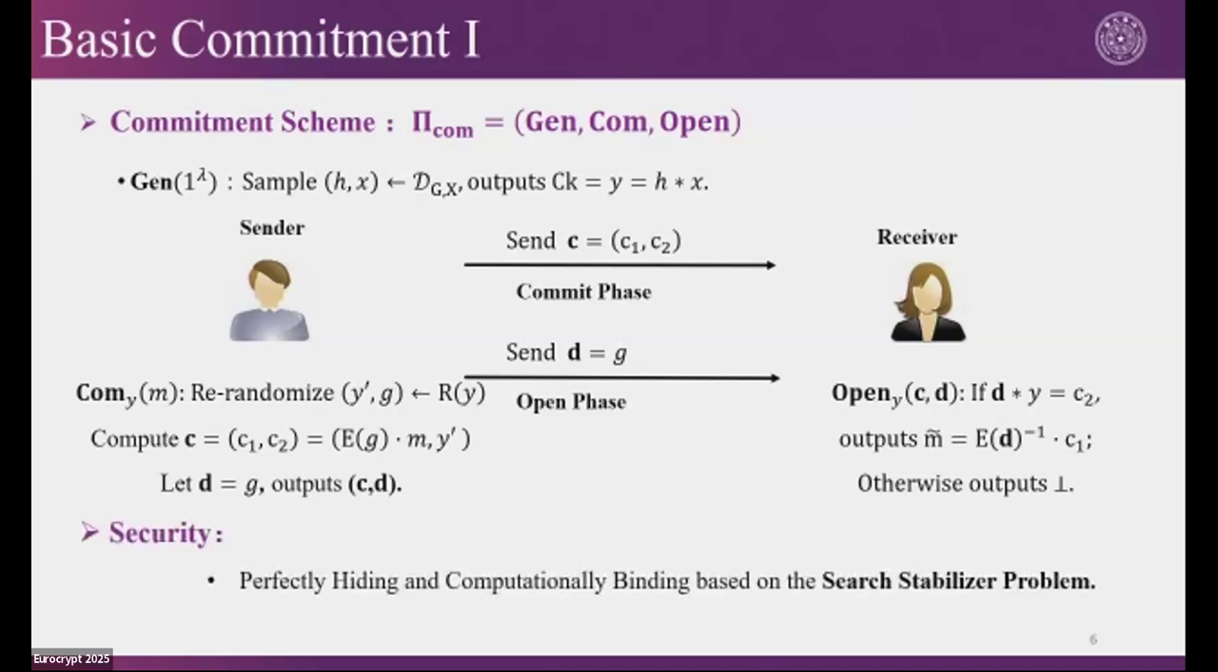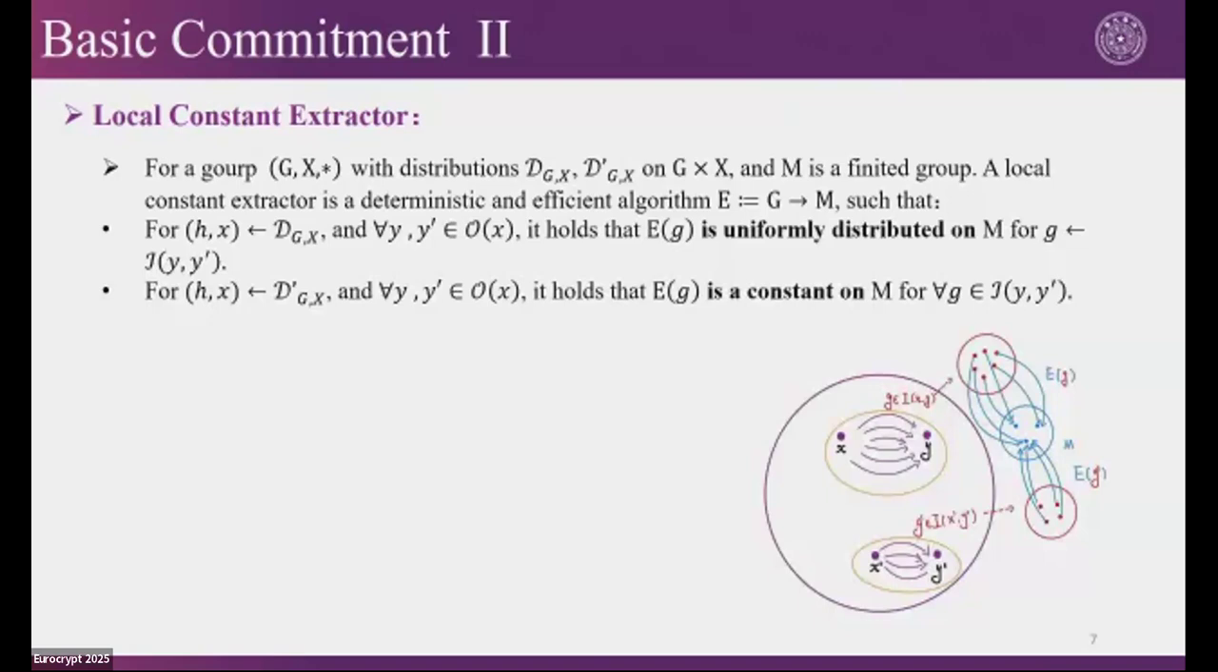Okay, and for security, this commitment scheme is perfectly hiding and computationally binding based on the search stabilizer problem. Okay, next we introduce the local constant extractor, which is defined with two distributions.